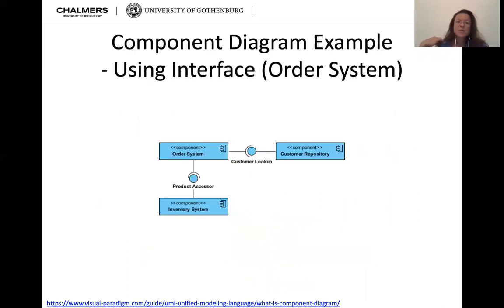And then using an interface, just an example for this one is an order system. So we have the component order system, and then we have a required interface to customer lookup, and a repository provides that customer lookup interface. And then we also require a product accessor interface, and the inventory system provides that product accessor interface.